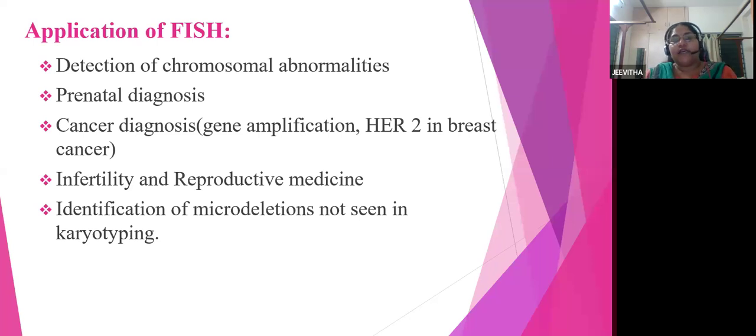It's used in infertility and reproductive medicine and identification of microdeletions. When you do a normal karyotyping, which is done using your blood samples, you can't see microdeletions and all that. You can just see the presence or absence of a chromosome or a multiplication of a chromosome. So in this protocol, you can even check for microdeletions.